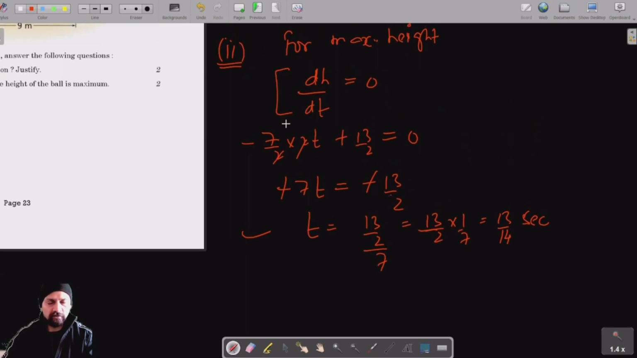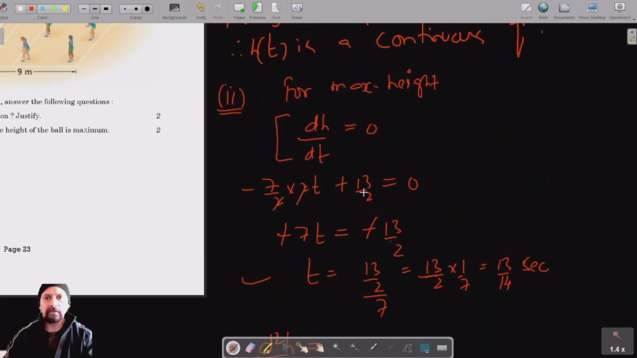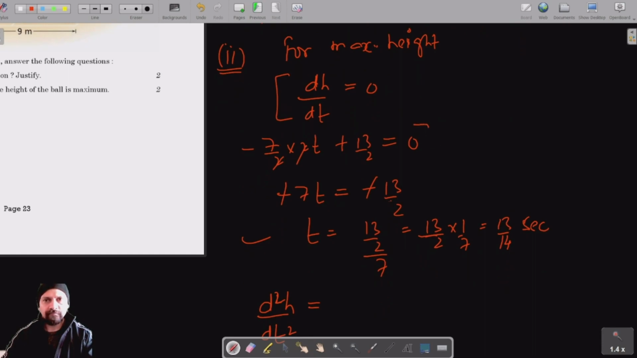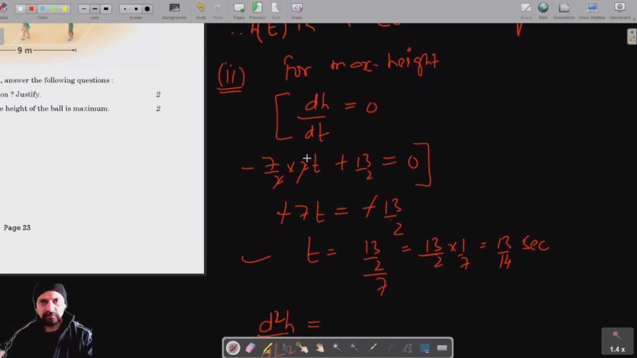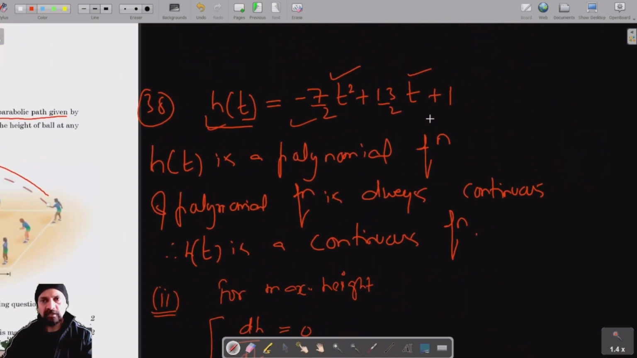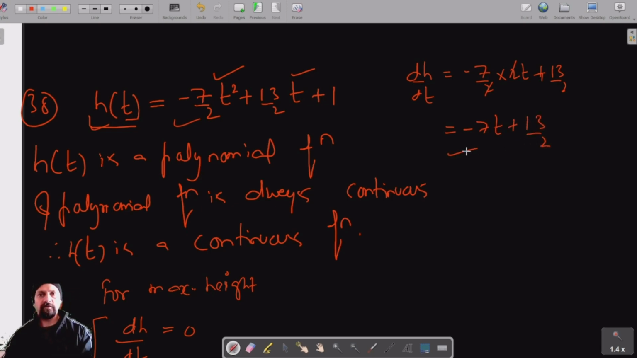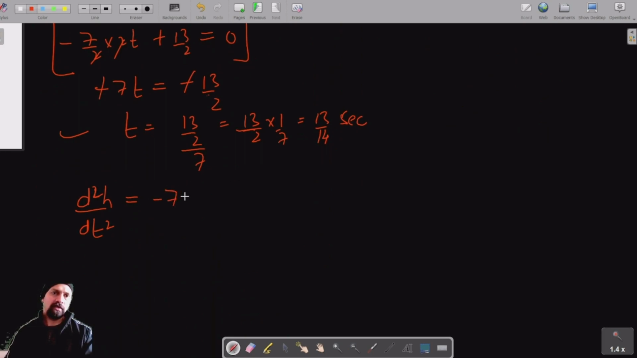But we have to prove that. And for that, the second order derivative should be less than 0. So let's find the second order derivative, d squared h by dt squared. So the first order derivative was minus 7 by 2 into 2t plus 13 by 2. So 2 and 2 cancel. This is minus 7t plus 13 by 2. So this is the first order derivative, and the second order derivative is negative 7.